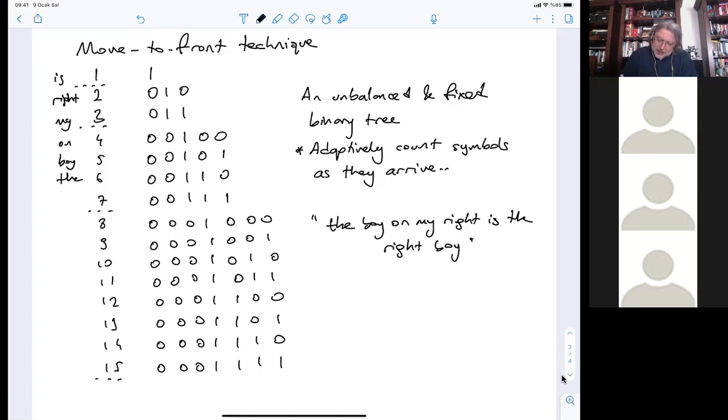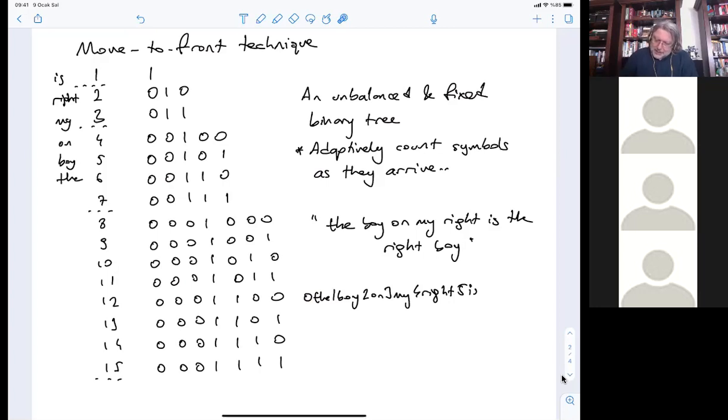So the transmission until now goes on like this: 0 the, 1 boy, 2 on, 3 my, 4 right, 5 is. So these are the transmission symbols. And when I do this transmission, the dictionary is already full of these 6 symbols in this format. The last one is at the top and the first one is at the bottom, because that's how it works.